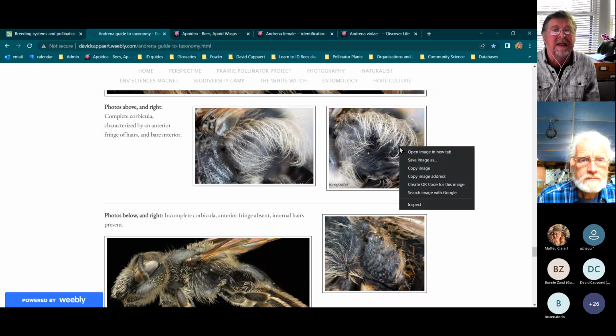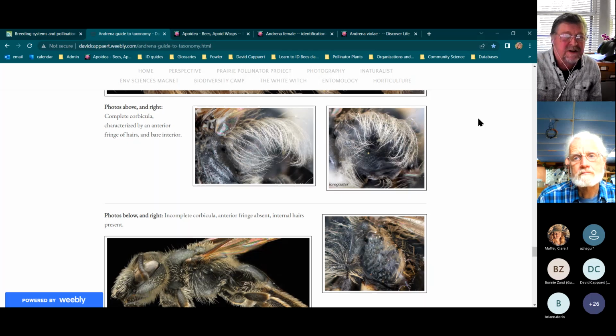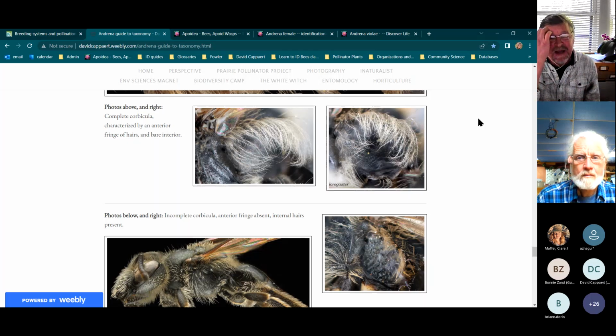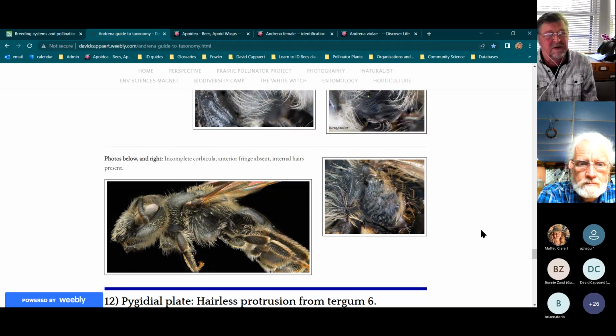And in some species, that internal part is utterly bare, no hairs at all. And in this case, it's almost like a perfect basket. And in other cases, there are a bunch of internal hairs. Sometimes those hairs are plumose, sometimes they're simple, sometimes they're short, sometimes they're few, sometimes they're many.